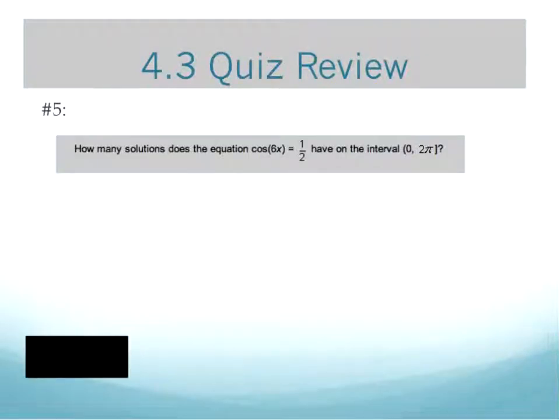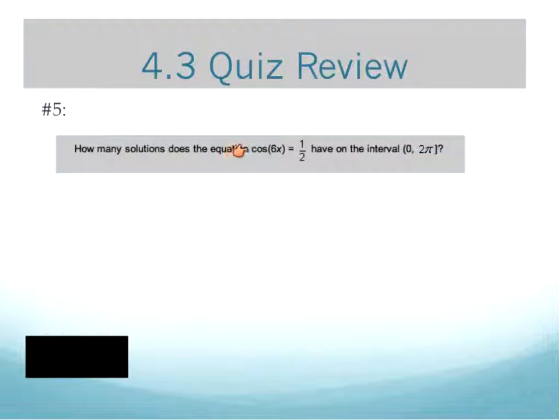Okay, number 5 says, how many solutions does the equation cosine 6x equal 1/2 have on the interval 0 to 2 pi? So this time it's actually giving me a specific interval. It's not saying how many solutions does this have forever, where we would keep adding our 2 pi or our pi over and over and over again around the circle. This time it's giving me a specific interval.